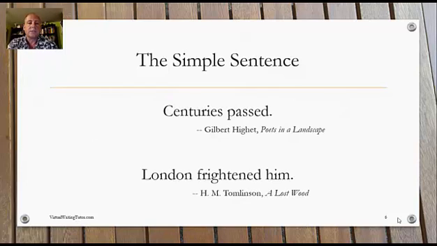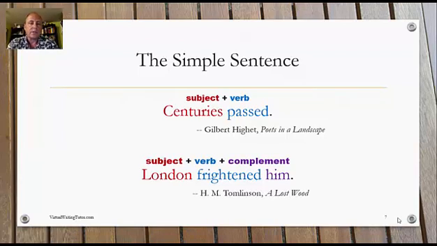Here are two simple sentences. Number one, centuries passed, and number two, London frightened him. Now, centuries is our subject for the first example, and passed is the verb. Together, we have a subject and a predicate. We call this the simple sentence. London frightened him. We have a subject, a verb, and a complement. In this case, the object of the verb. London is the subject, frightened is the verb, and him we'll call the complement.